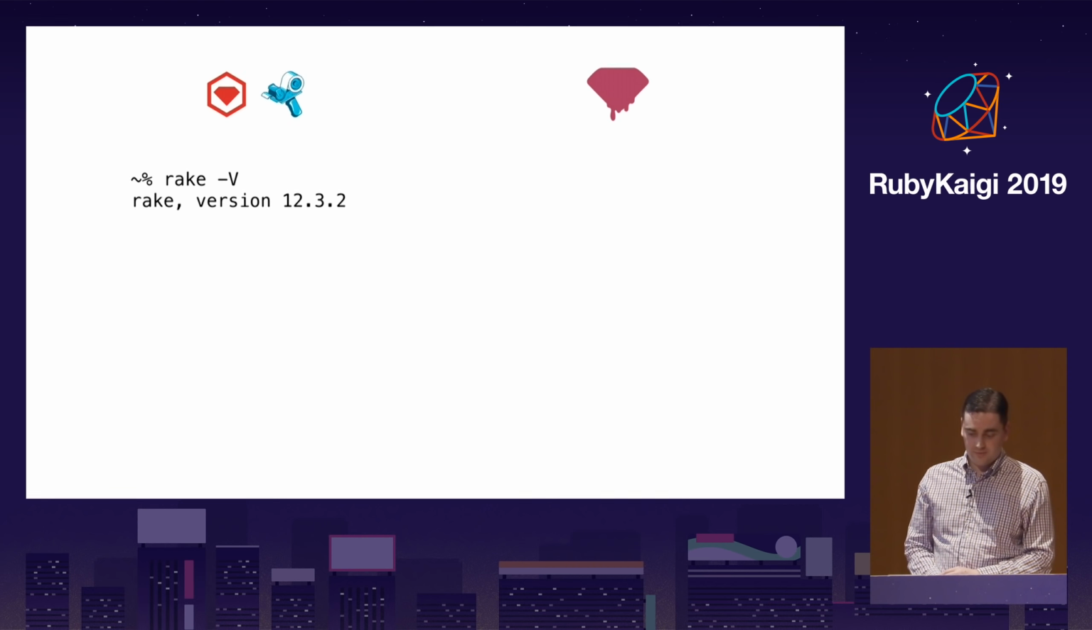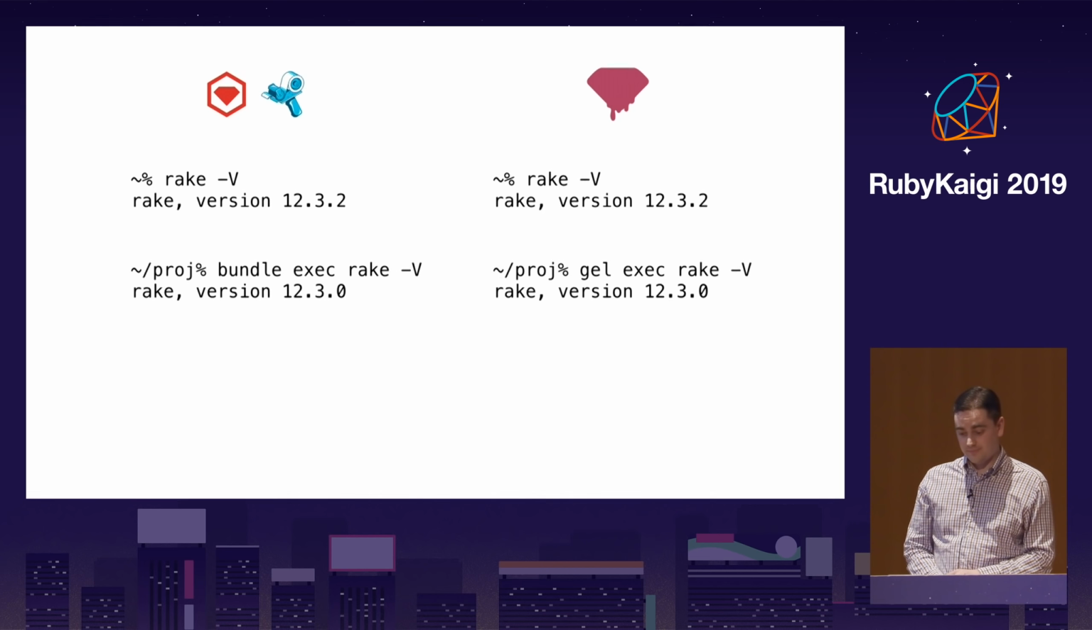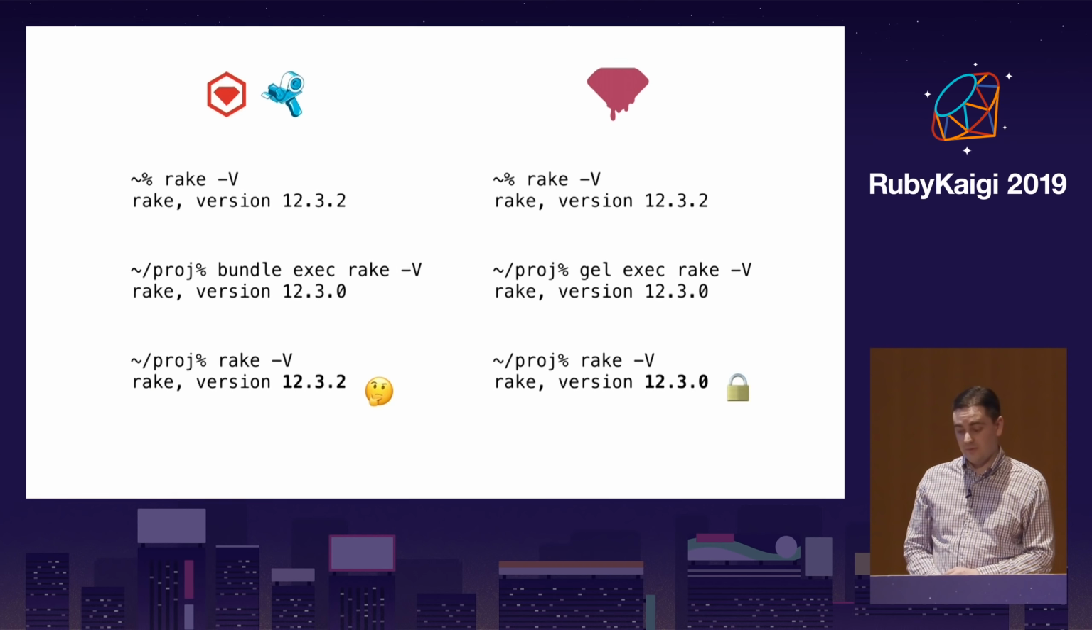Here, if we run Rake outside a project, it uses the latest installed version, 12.3.2. And using gel, we get the same behavior. Inside our project, bundle exec Rake uses the version selected by the lock file. And gel exec Rake does the same thing. But if we just run Rake here in the project, Ruby gems will use the newer one. Gel still knows the lock file, so it respects it.